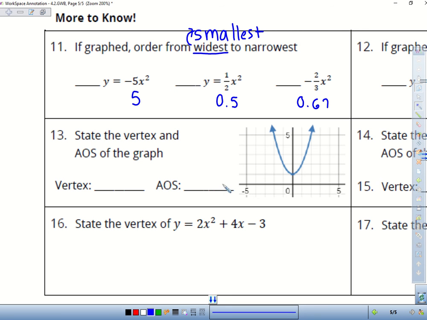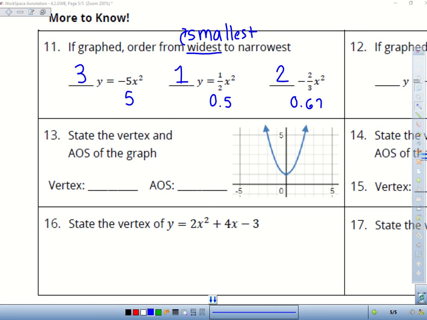So which one's the widest again? The middle one. Good. So the middle is the widest. This one is second widest. And this one is the narrowest. So does everyone see how we got that? Okay. And that's because if you multiply numbers by a small number, they're going to go up very slowly. But if you multiply numbers by a large number, they're going to go up very quickly. Okay, that's the reasoning behind this.